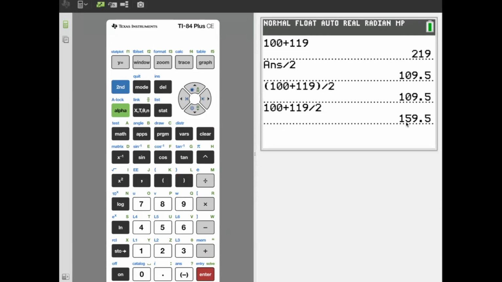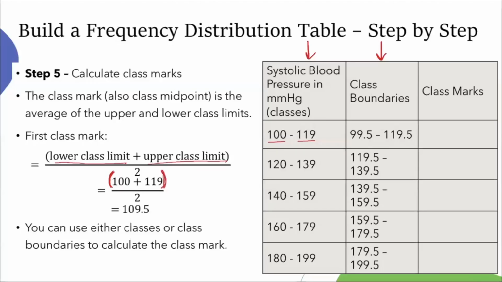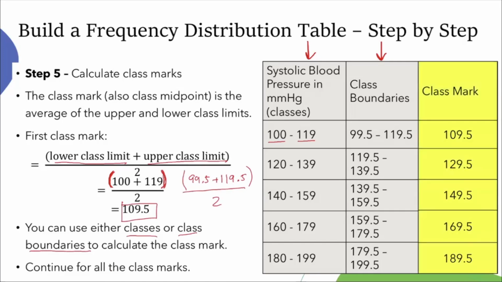Okay, so it's way off when you forget to use parentheses. So try to make sure to remember to use those parentheses. You can either use classes or class boundaries to calculate the class mark. You would get the same answer if you chose to use 99.5 and 119.5. 99.5 plus 119.5 divided by 2 will also give you 109.5. So we put our class mark 109.5 here.